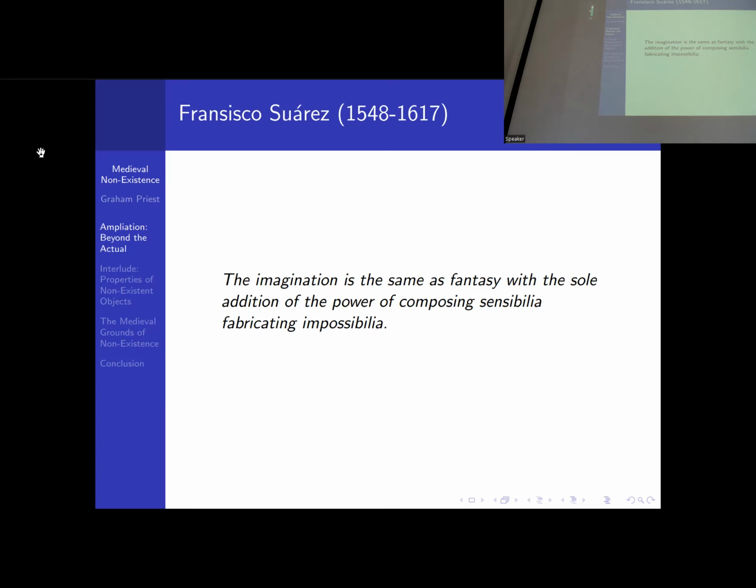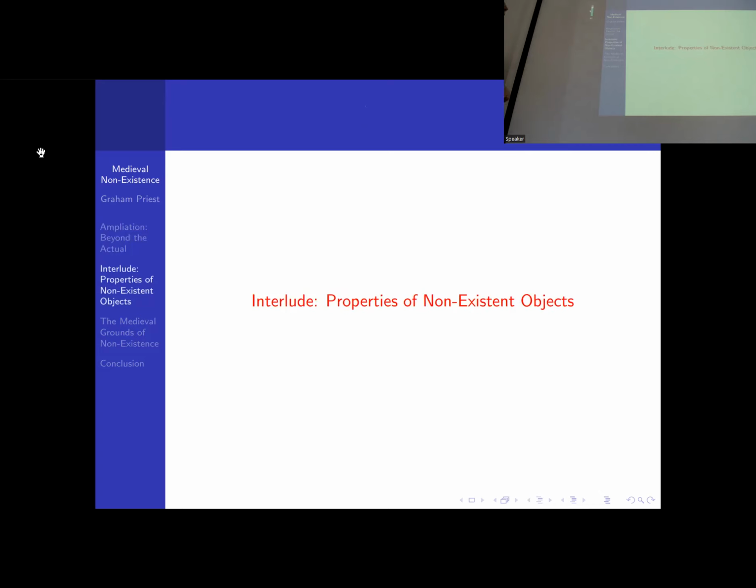But imagination is when you imagine something impossible. So I imagine something with the legs of Donald Trump, the body of Ivanka Trump, and the head of Joe Biden. Kind of a chimera. All right. Okay. So there are certainly a number of medieval logicians who think that ampliation extends to imagined objects, which may be more than possibilia. They may be impossibilia as well. All right. So that's the end of the first part of the talk.